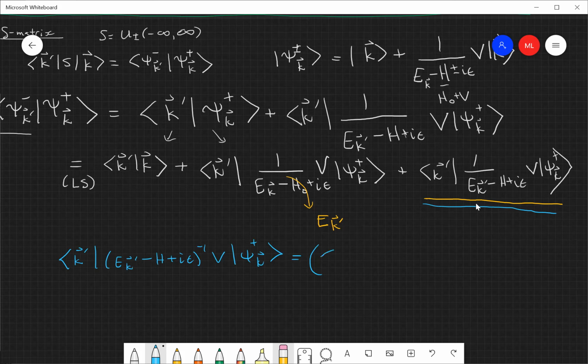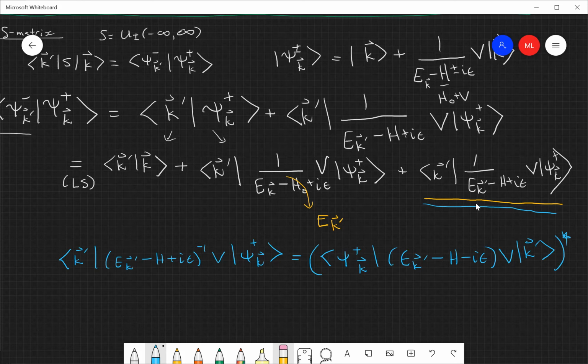So this must be equal to psi plus k vector, then E k prime minus H, and now it's minus i epsilon. And V doesn't change, it's real, it's just a potential. And here you would get k vector prime, and it's all complex conjugated. It's a matrix element, so it's not a dagger or anything, it's just a number, so we can take its complex conjugate.